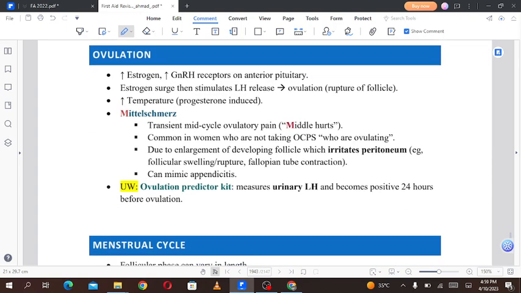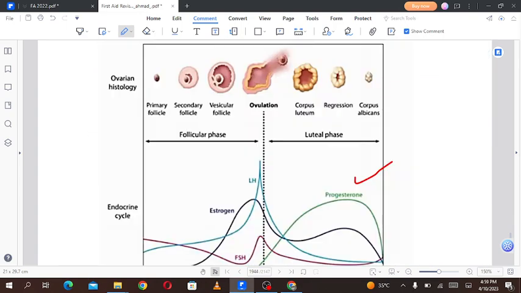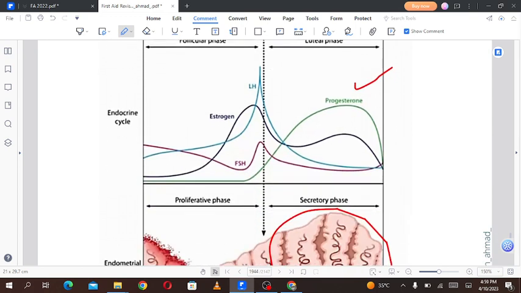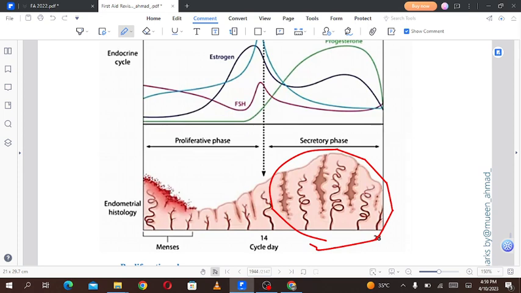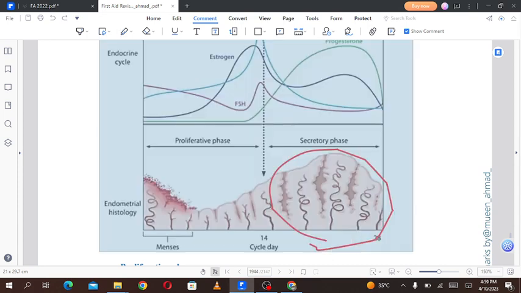Ovulation and menstrual cycles. There are two types of cycles, the ovulatory cycles and the menstrual cycles. So I guess it is wise if we just take a snapshot of this picture.